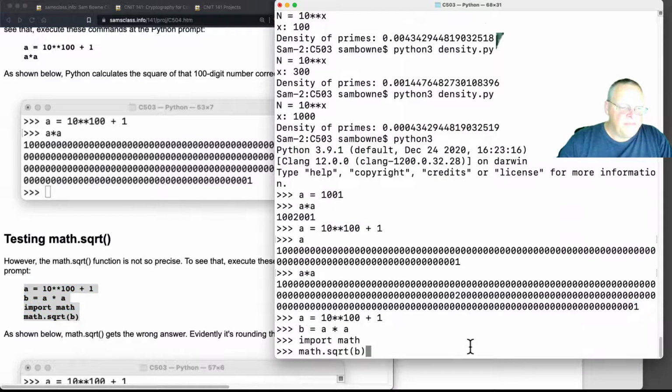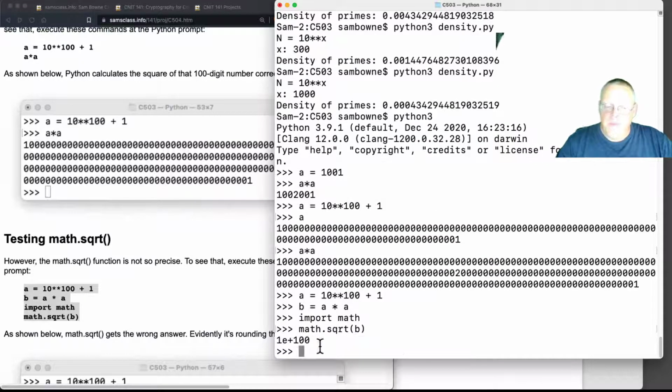So here I take 10 to the 100 plus 1. I set B equal to the square, which we just saw up there. Now I calculate the square root of B. And what I get is 10 to the 100, and that's wrong. It's 10 to the 100 plus 1. So the square root library is not accurate to 100 places, 100 decimal places. It's doing some kind of floating point approximation, which does not go far enough.